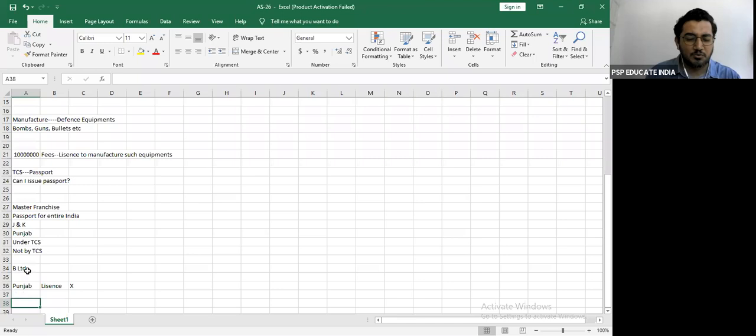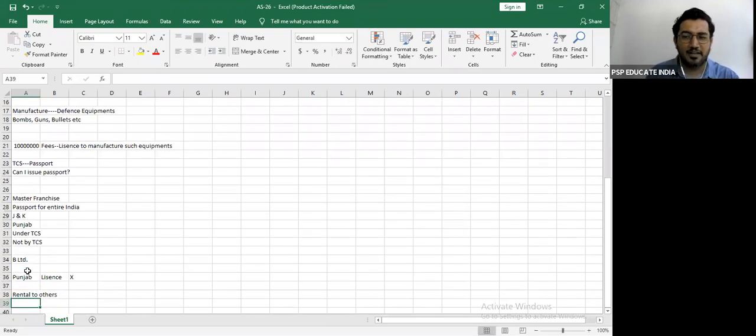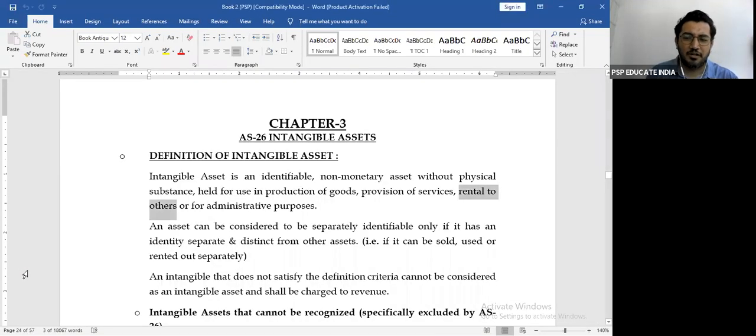So that is known as giving on rental to others. So you can also have an intangible that you can lend out as rental to others. Are you getting it? And come to the last point. So it says production of goods, provision of services, rental to others, or for administrative purposes.